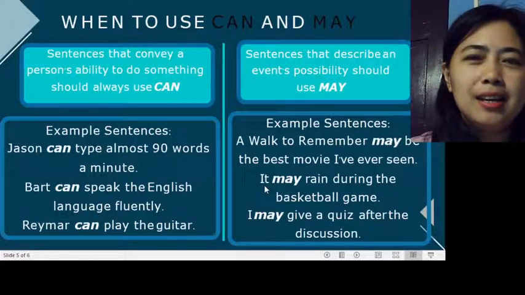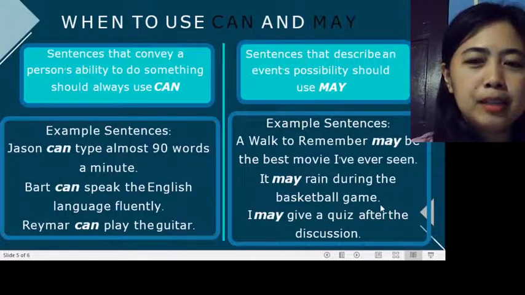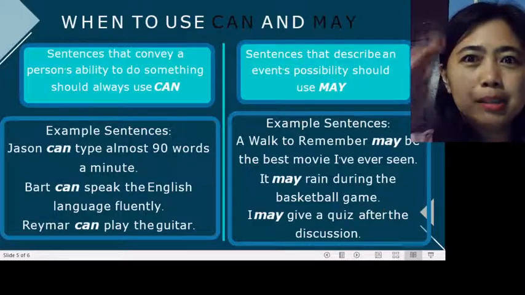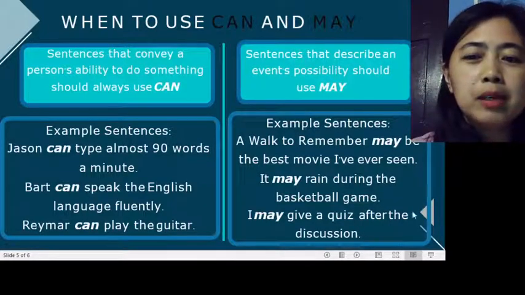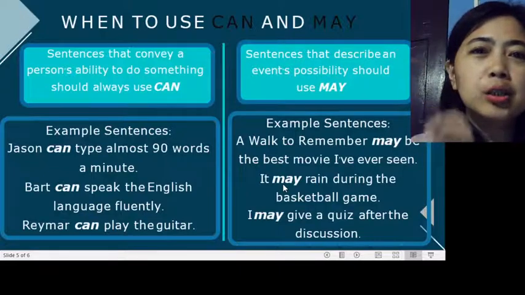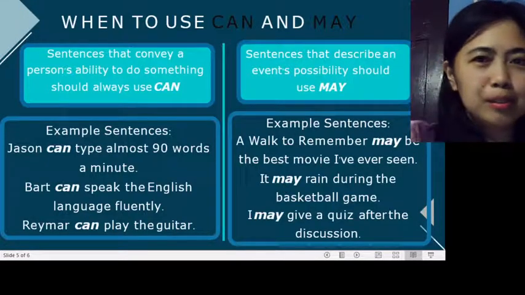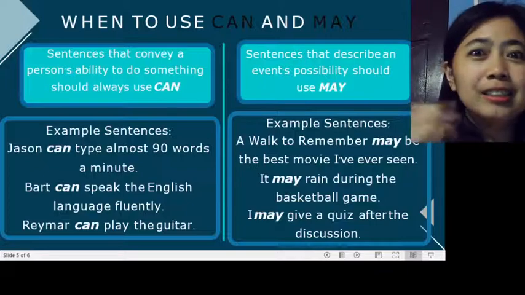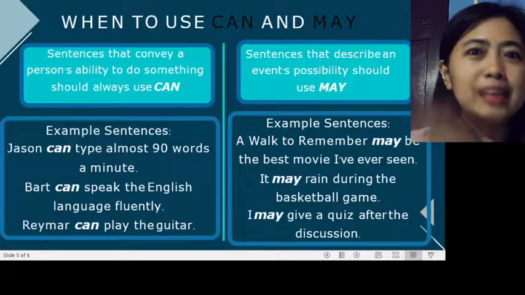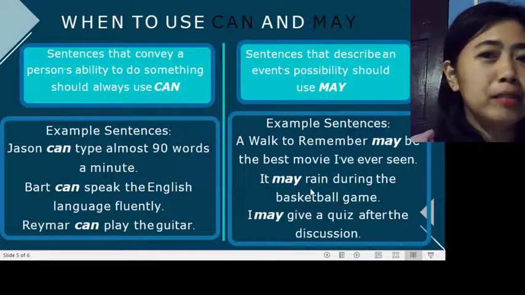Again, another sentence. It may rain during the basketball game. So it's possible that it may rain. A higher possibility compared to it might rain. Probably when you say this statement, you have seen the gloomy weather outside. So it signals that it's about to rain, or rain may occur any time of the day. That's why you can say it may rain.